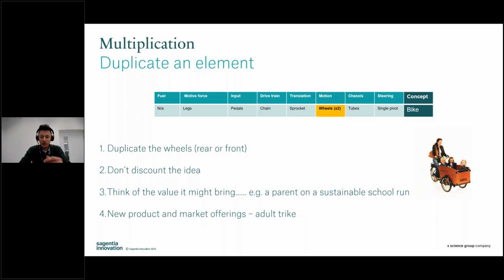Duplicating an element, we could make 2 wheels. We could put the wheels at the front or the back, doesn't really matter. This example, think about a use case where 2 wheels at the front could add value. So a parent on a sustainable school run, she needs more balance, maybe she needs space in this example in the picture to put children in. It's a new product category. It's an adult trike.